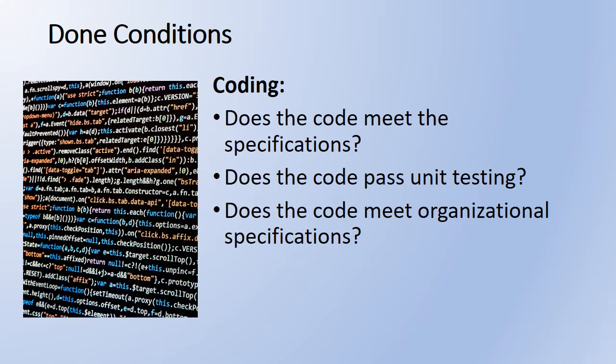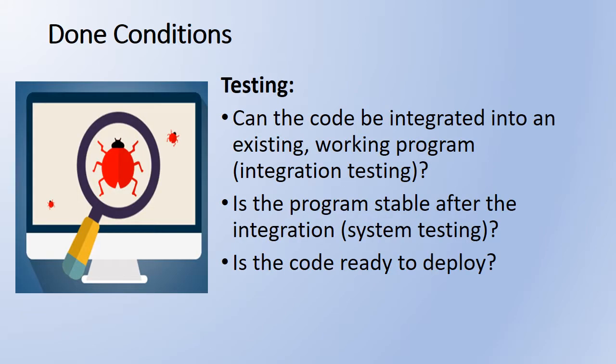Those should be listed in writing somewhere so that they can be checked by people new to the organization, such as our intern. In the testing step, the done conditions would require the code to be able to be integrated into a working test version of the program. The test program would need to perform correctly afterwards based on the test suite of possible data entries.